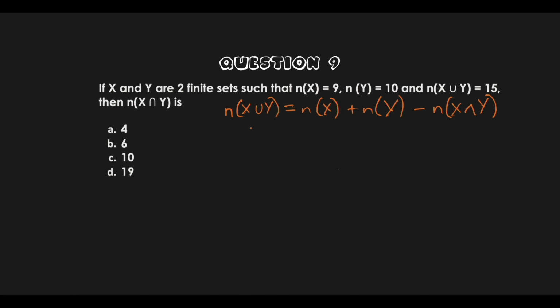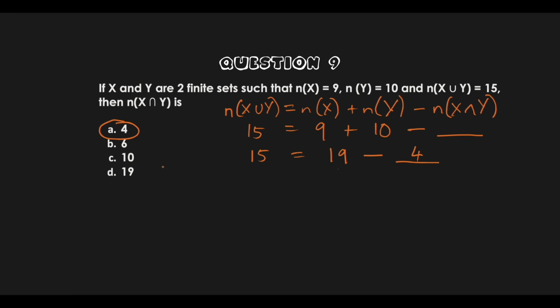So if I was to replace all these values, this here is 15. So 15 is equal to n(X), which is 9, plus n(Y), which is 10, minus some number. So 9 plus 10 minus something gives me 15. So 15 is equal to 9 plus 10, which is 19. 19 take away what gives me 15? 4. So therefore, I know that 4 is the answer.